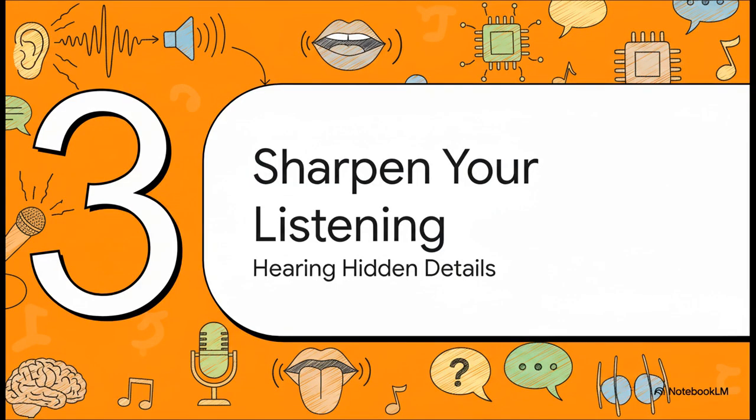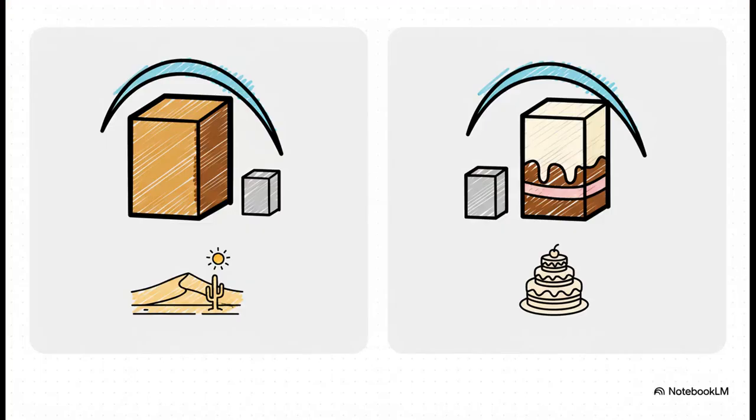Now let's flip it. Knowing the code doesn't just help you speak better, it turns you into a super listener. You start hearing all these little hidden details in what everyone else is saying. Okay, let's finally solve our desert versus dessert mystery. The individual sounds are pretty much the same, so what's the big secret? It's not about the sounds themselves, it's about the music of the word, the syllable stress.